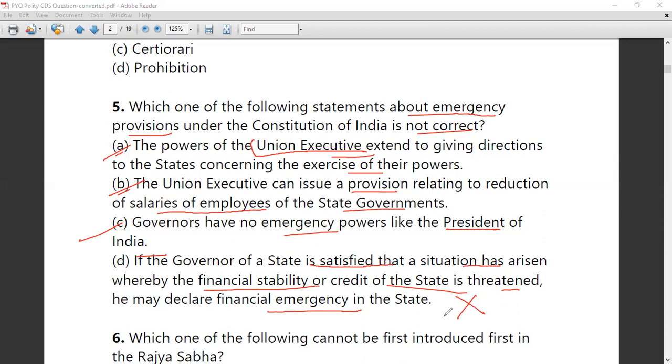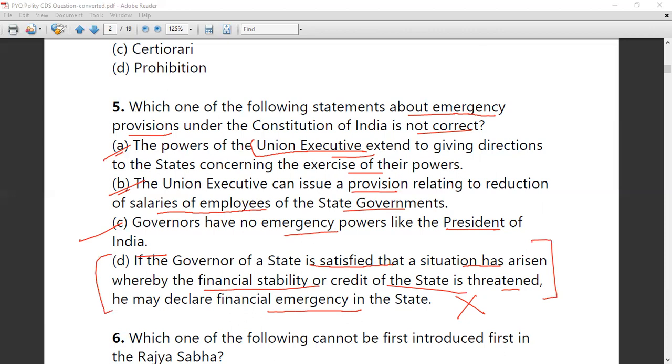In case of president's rule, the governor may ask the president that there is no party which can form government in the state. Then on that decision, the president may implement president's rule in that particular state. But the governor never has independent power to implement emergency in that particular state. So option D is incorrect, and the incorrect one is our answer. So option D is the answer of this question. Clear to all of you?